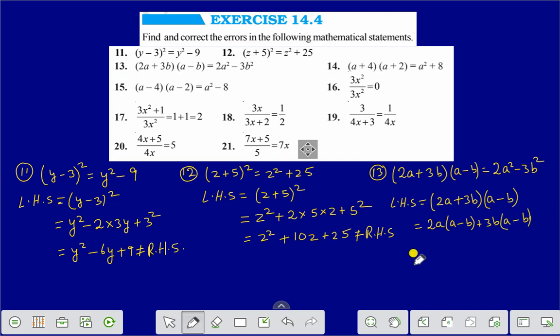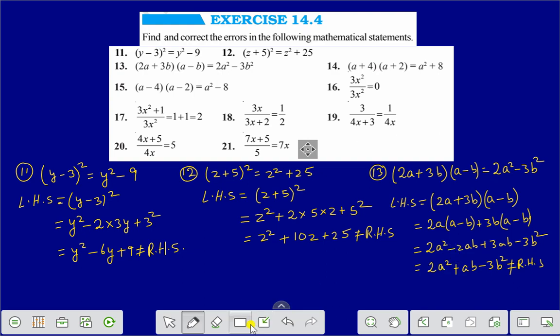If we multiply, we are getting 2a into a, that is 2a square, minus 2ab, plus 3ab, minus 3b square. Therefore, we are getting 2a square, minus 2ab plus 3ab is plus ab, minus 3b square, and it is not equal to the right hand side, because the right hand side is given as 2a square minus 3b square.